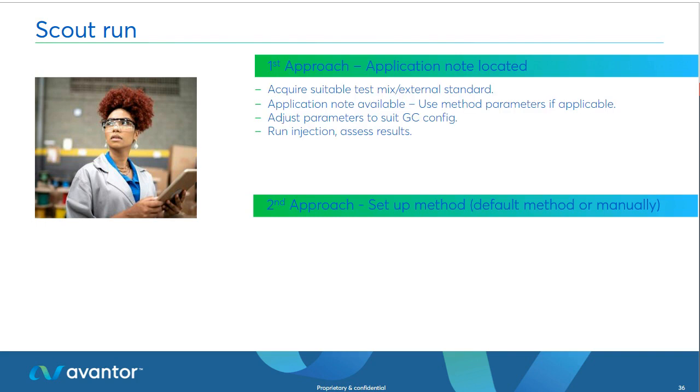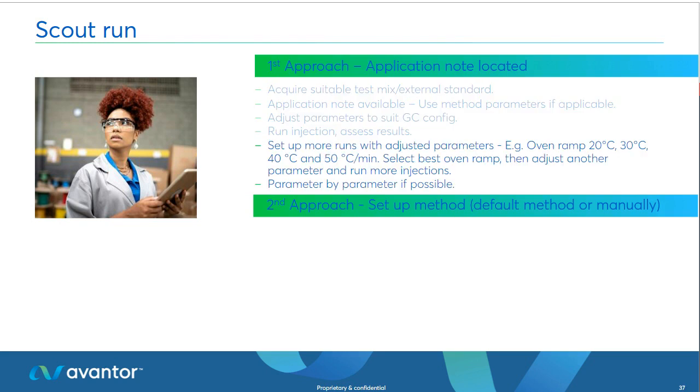So with the first approach, we want to acquire a suitable test mix, our external standard. We want to have the application note available, and then we can use all the parameters in the method as applicable, adjust any parameters as needed for the GC configuration, and then run an injection and assess the results. Then, after you've assessed that first run, then you can set up more runs with adjusted parameters.